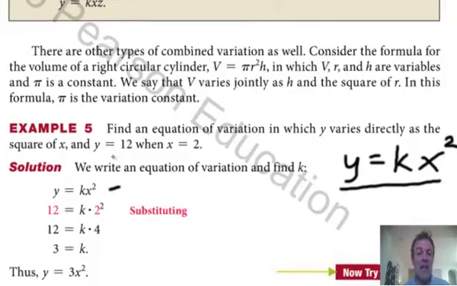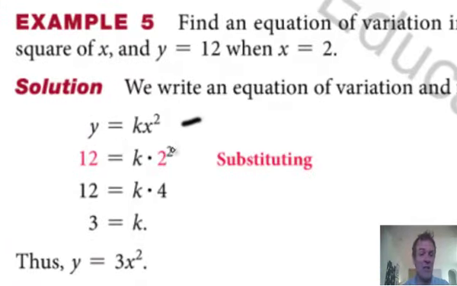Again, just using the numbers. If y is 12 and x is 2, so that becomes 4. Divide by the 4, k is 3. There you go. That is you just using y varies directly as the square of x, but you have to create your little equation. More.